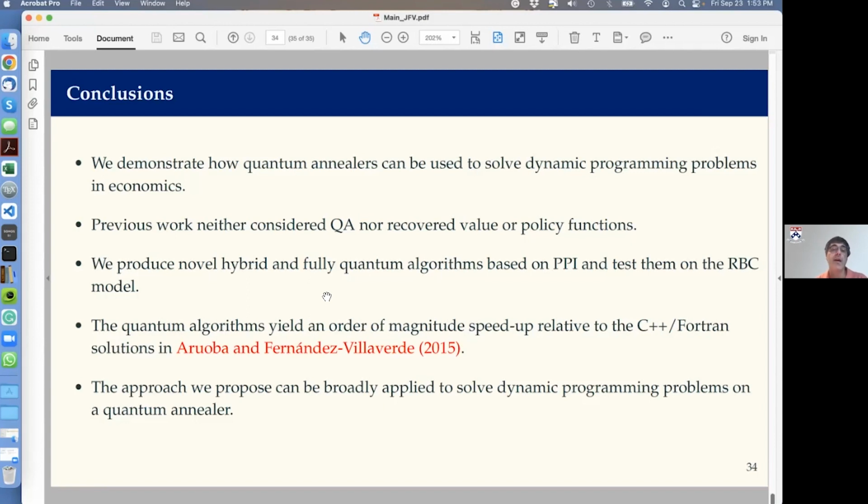So we have produced what I think is a set of 3 very interesting, novel, hybrid, and fully quantum algorithms, test them on the RBC model, and show you improvements in speed of around 40 times with respect to the best state-of-the-art C++/Fortran solutions. And these ideas I just show with the RBC, but at the very core, the idea is always the same. I have my value function problem, I recast it as a PPI problem by parameterizing the policy and the value functions. I rewrite it as a combinatorial problem, and I solve the combinatorial problem on the quantum annealer.